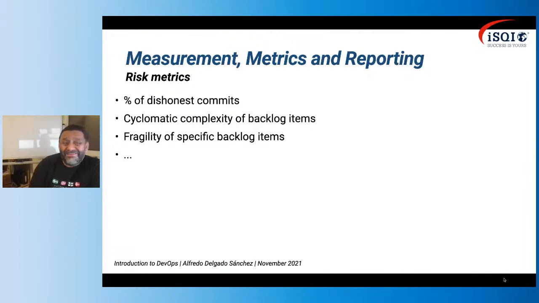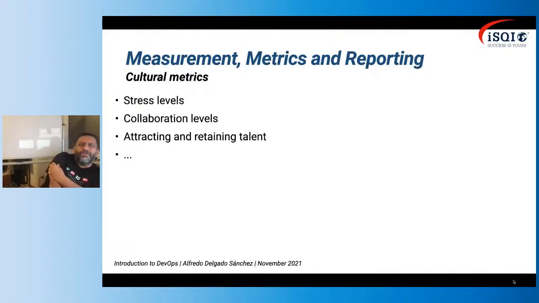There are also some risk metrics. For example, how many dishonest commits do we have, or how much complexity or how many backlog items do we have in our backlog? How complex are they? How fragile are they? And it is also important to have some cultural metrics. For example, the stress level, the collaboration level, attracting and retaining talent. Of course, these are not the only KPIs that we can take. And I saw that different companies have their own KPIs, but the most relevant are possibly these flow metrics that I showed at the beginning.